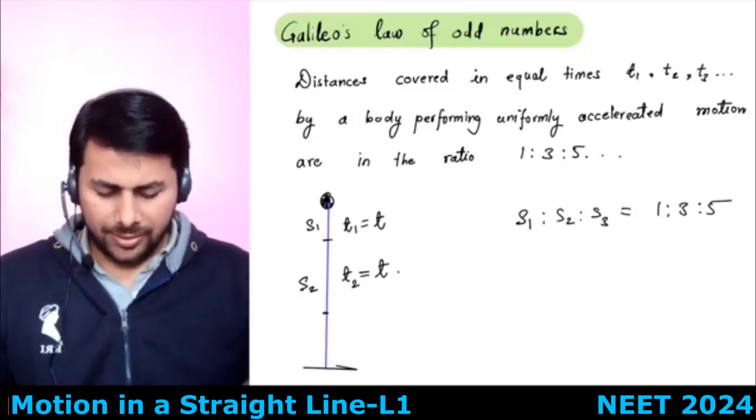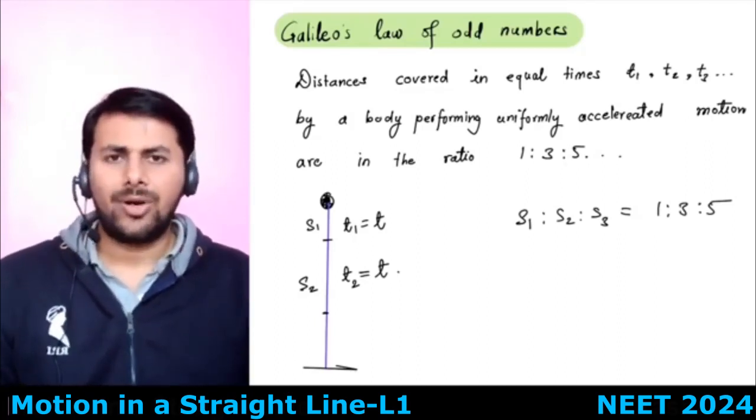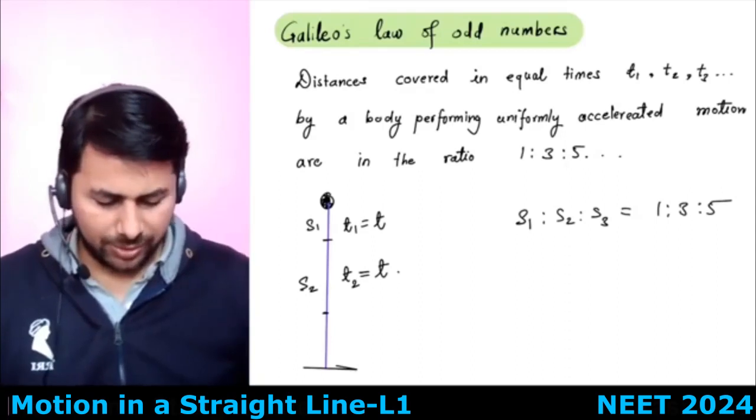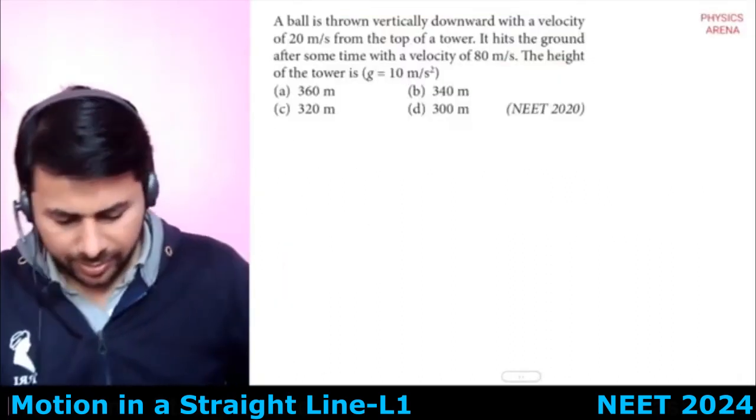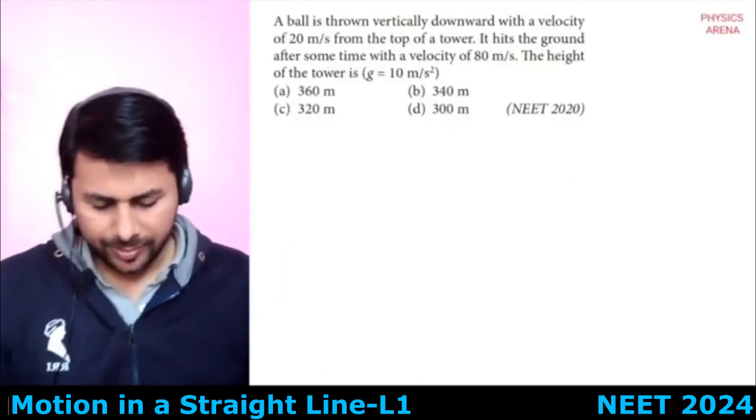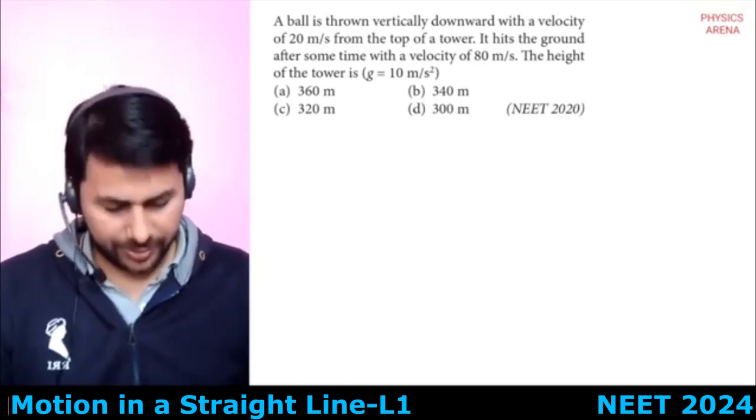Okay, so this is Galileo's law of odd numbers. We have to remember this, and now we can solve some problems based upon this.